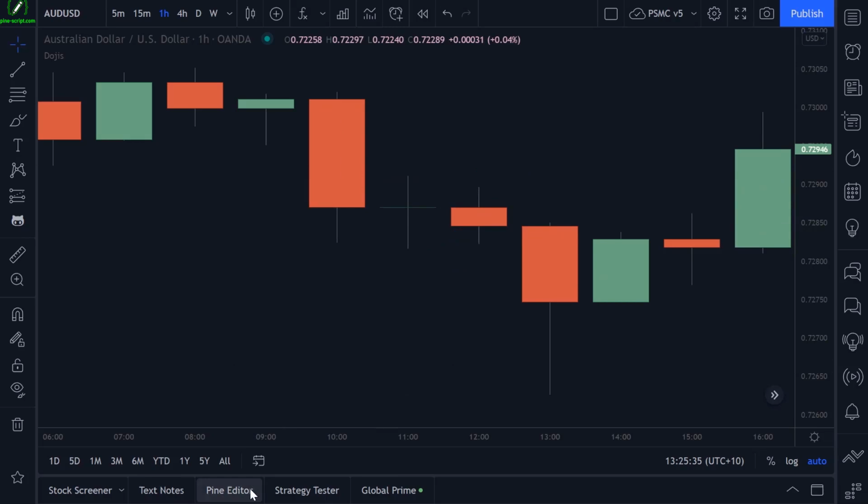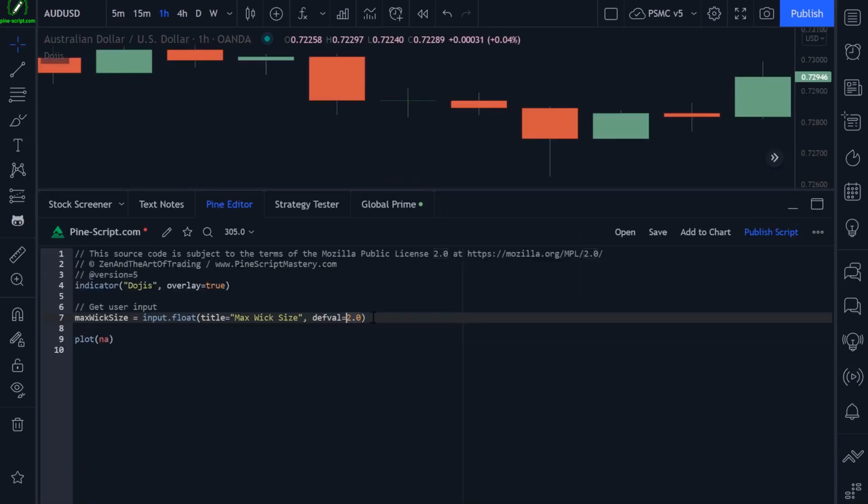So what we're going to do here is create an input where the user can specify how much larger one wick can be than the other before it's considered invalid. So by default, the top wick must be within 2 times the size of the bottom wick. If it's bigger than that, then the pattern gets ignored.